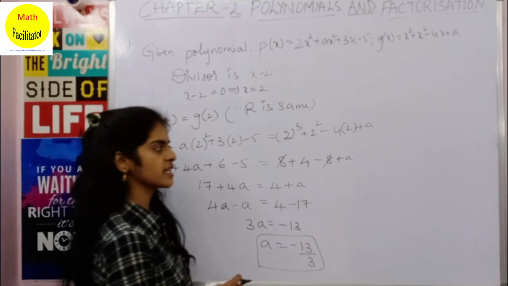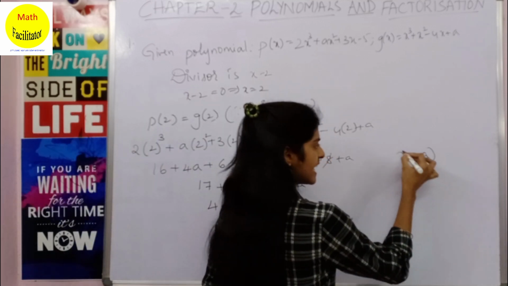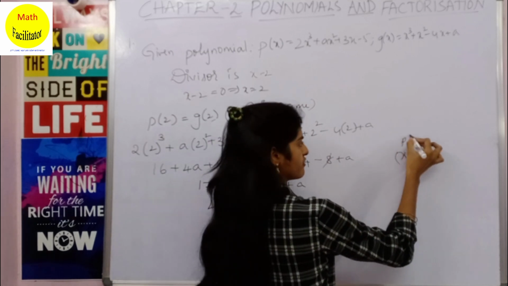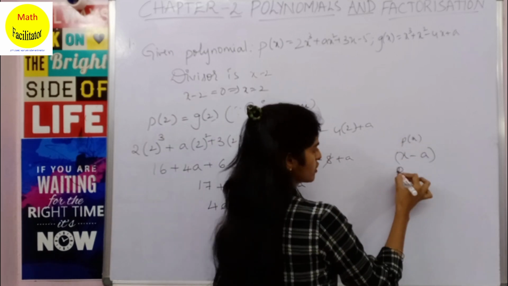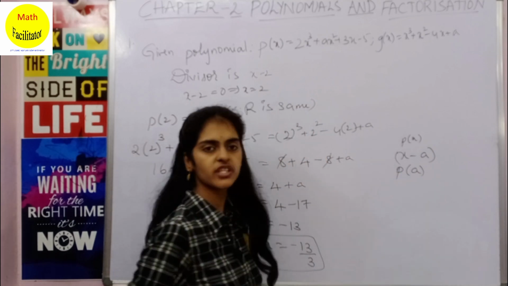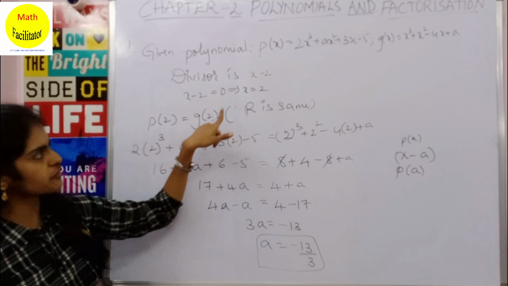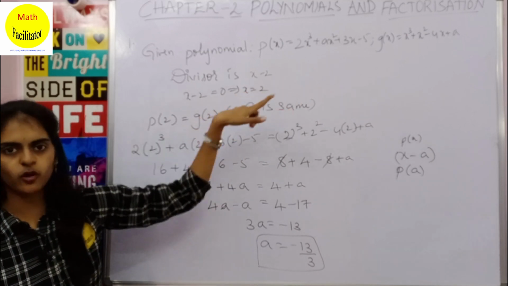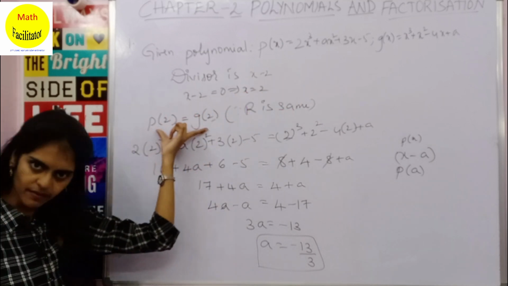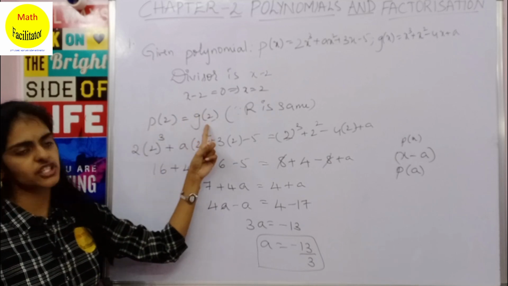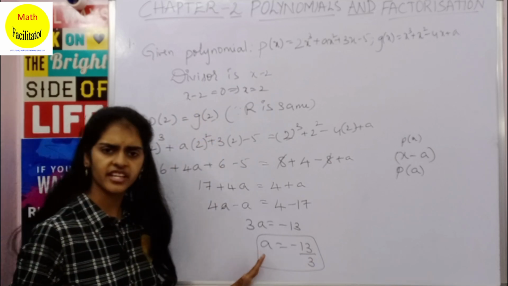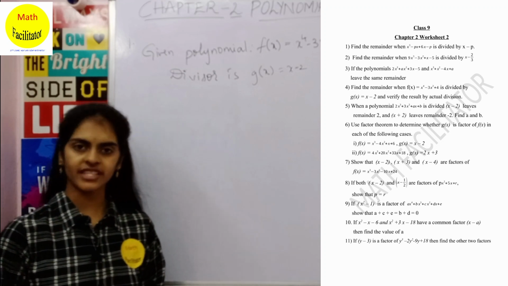In the remainder theorem you have learned that if x minus a is a divisor of p of x, then if you substitute a here, p of a will give you the remainder. So here p of 2 will give me the remainder and g of 2 will give me the remainder of the g of x polynomial. Since both the remainders are equal, we are equating p of 2 to g of 2, and on simplification we get the value of a. So moving on to the next question.